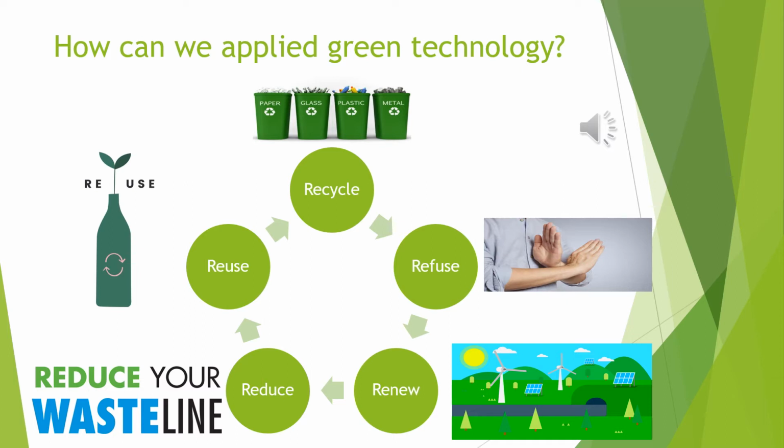After that is reduce. You need to reduce your waste, such as reducing the plastic bottle, glass, which can be recycled, and then reuse. The first thing you need to do in reuse is reusing your water bottle. As an example, if you want to apply green technology in your daily life.